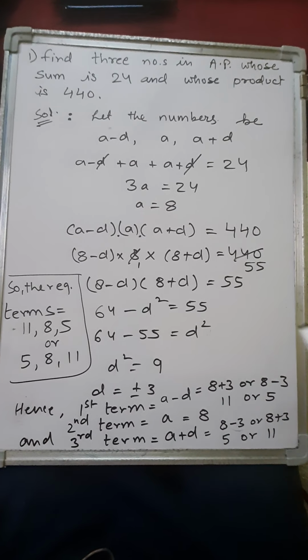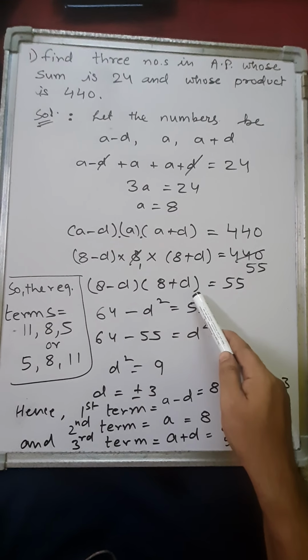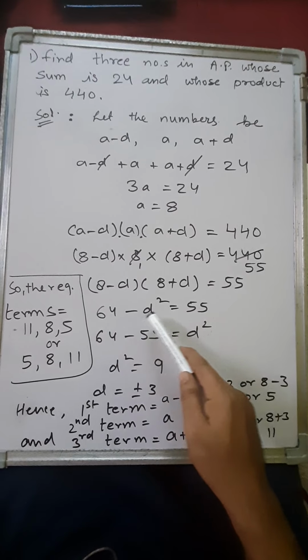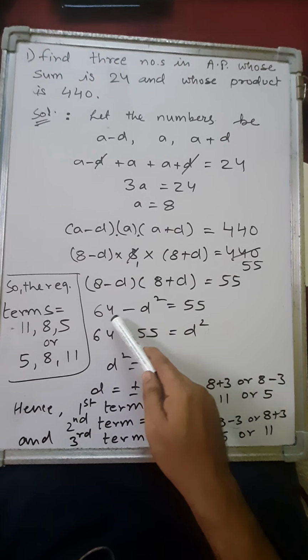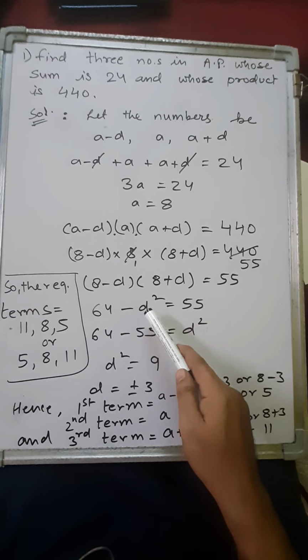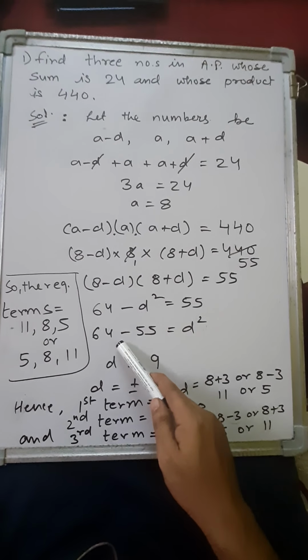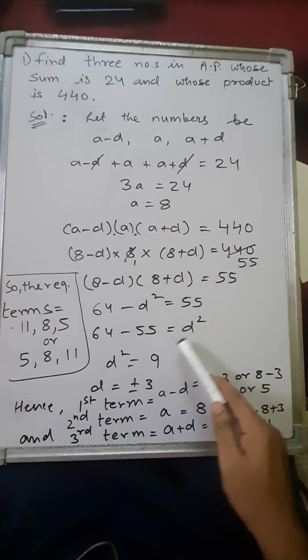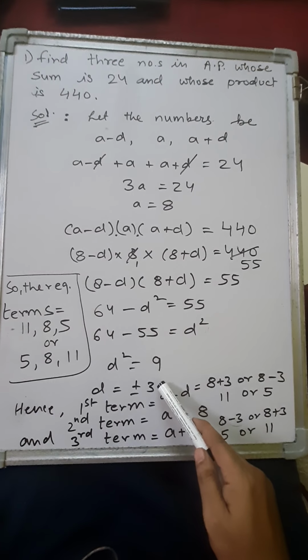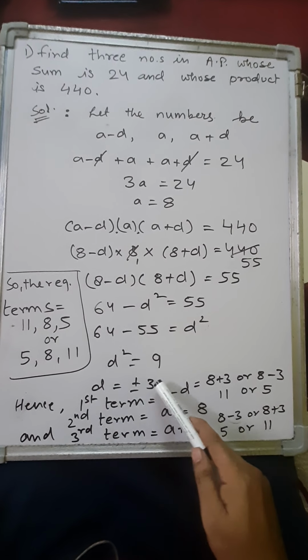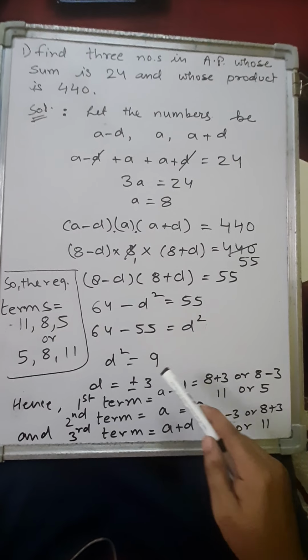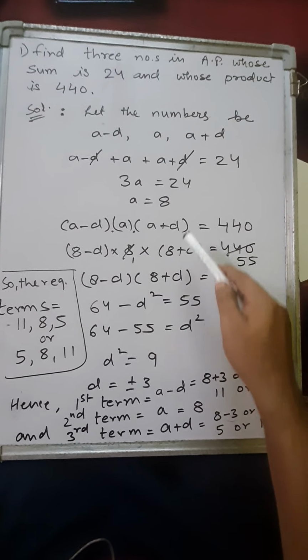Right, children? Now A minus B and A plus B is written, so A square minus B square. 8 square is 64, minus D square. Transfer this D square to that side, 55 to this side. 64 minus 55. So the value of D square is 9, or D is plus or minus 3. Now we got the value of D, we got the value of A.